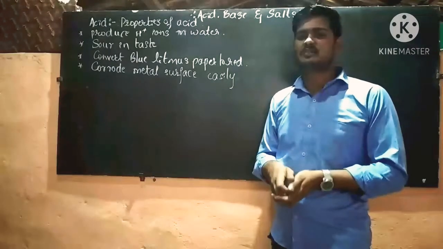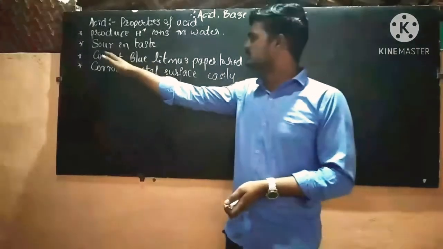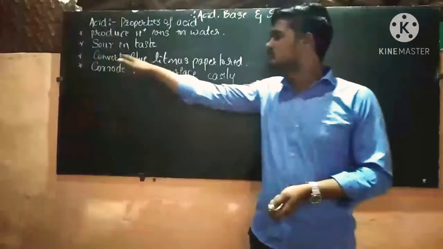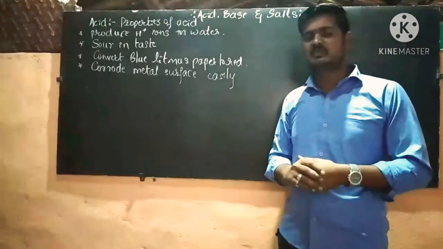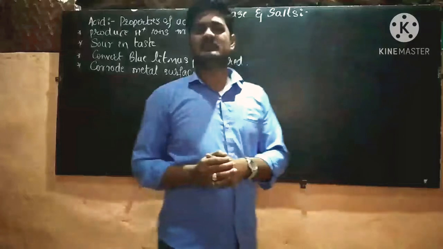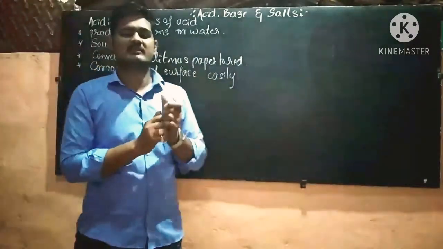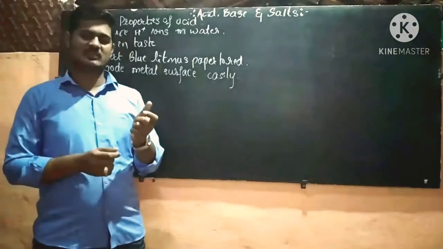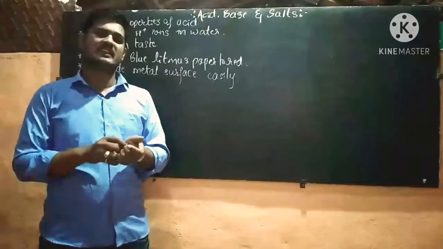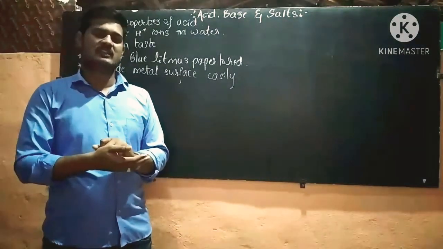These all are sour in taste, and acid has the capacity to convert blue litmus paper into red. That is, when a blue colored litmus paper is added in a test tube containing acid, it is going to change its color into red.